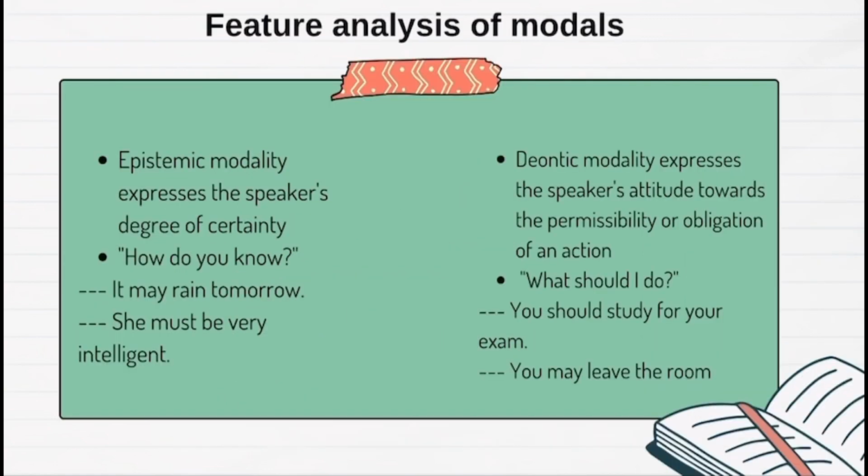Feature analysis of modals. Modal meaning refers to matters of possibility and necessity and can be analyzed using two features. Epistemic modality expresses the speaker's degree of certainty about a proposition. It answers the question, how do you know? For example, it may rain tomorrow. I'm not sure, but it's possible that it will rain tomorrow. She must be very intelligent. I'm very confident that she is intelligent.